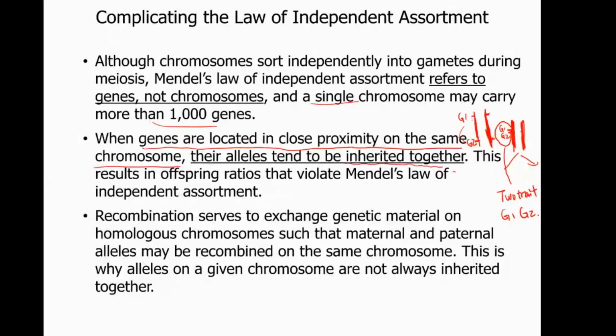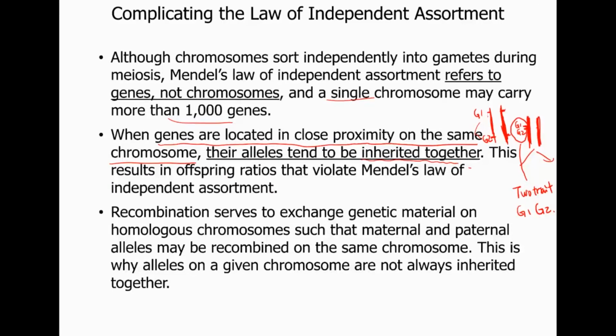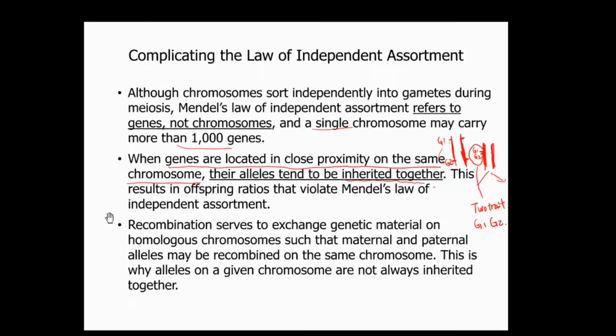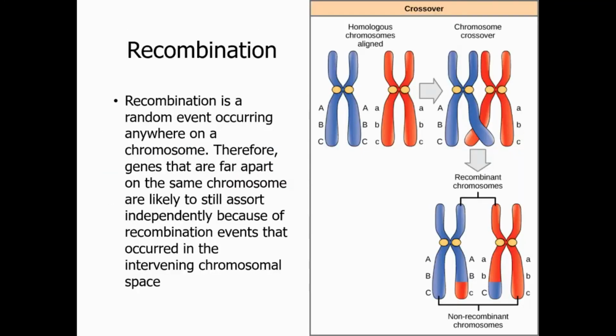And we also have recombination. Recombination is really what crossing over is about. It's a random event occurring anywhere on the chromosome. Genes that are far apart on the same chromosome are likely to still assort independently because of recombination events that occurred in the intervening chromosomal space.